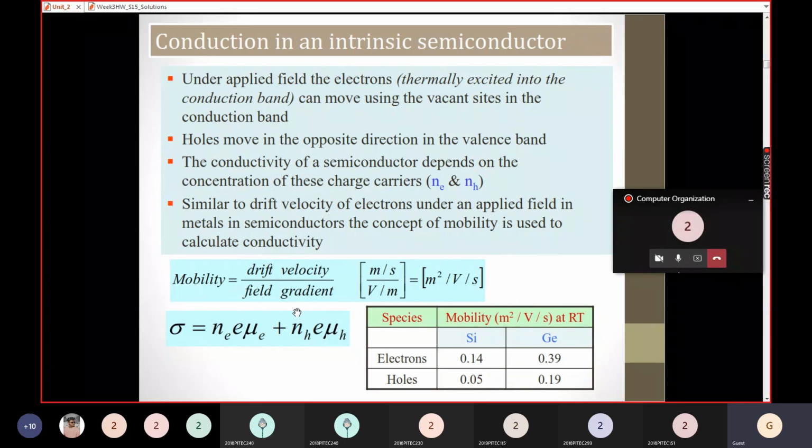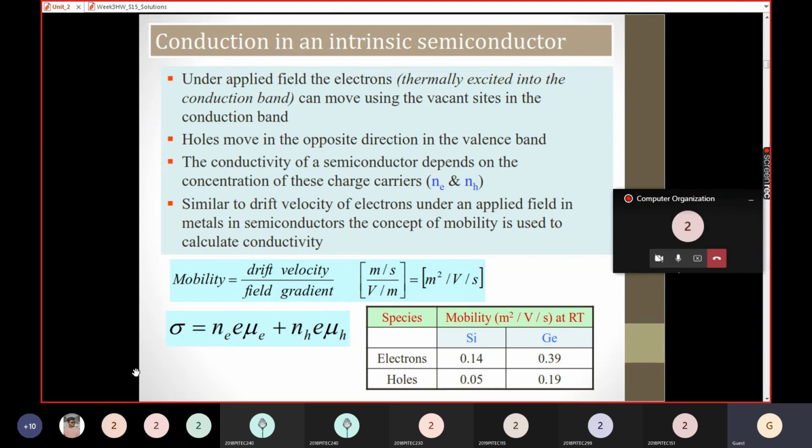One is called drift velocity and the other is called field gradient. These two things you should remember, because without drift velocity in meters per second and field gradient in volts per meter, you cannot solve the mobility problem. So you can see here the formula for conductivity is given by sigma is equal to Ne into e into mu e plus number of holes Nh into e into mu h.